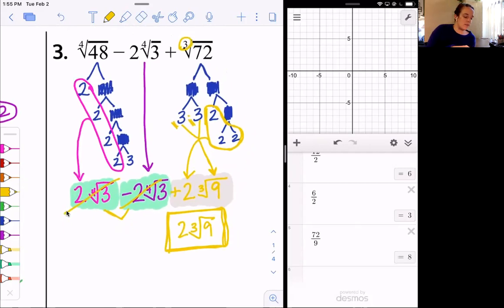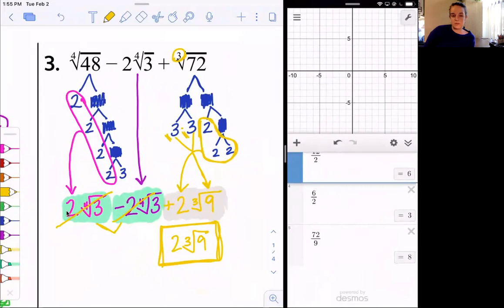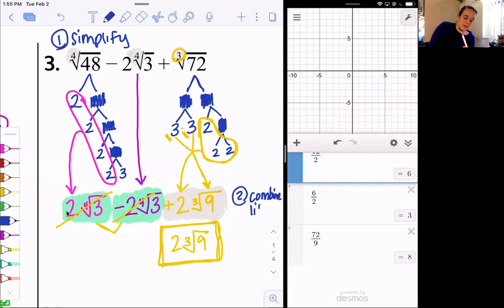What questions do we have about number 3? The steps, yeah. Good question. What are the steps? So the steps are still simplify, right? We just want to pay attention to the indexes here. And then the second step is still to combine the terms that are alike. Combine like terms.